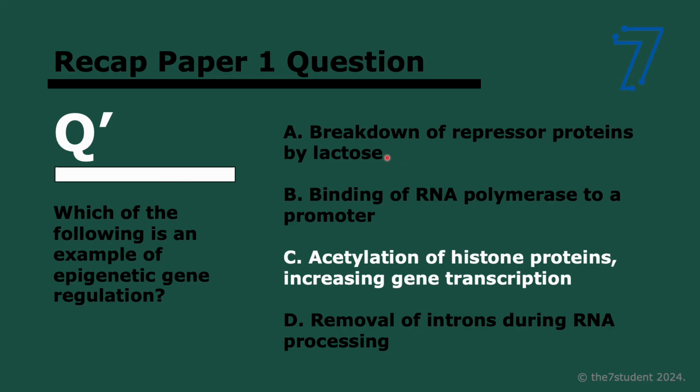Acetylation, okay? So breaking down repressor proteins by lactose is changing gene expression, but it's not epigenetic, right? You're not adding a tag. Then binding of RNA polymerase to a promoter is just starting transcription. That's not epigenetic regulation. And removal of introns is just modifications, right, after making RNA through transcription. So the only one that's actually adding a tag is acetylation, which is another type. It's not methylation, right? It's just another type.